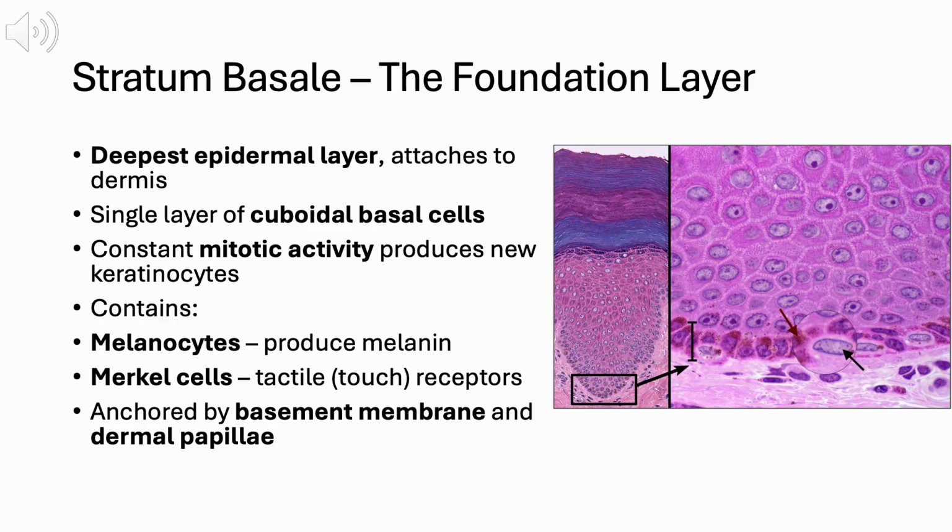The stratum basale is tightly connected to the underlying dermis via a basement membrane. Dermal papillae, finger-like projections from the dermis, interlock with this layer, strengthening the connection and increasing surface area for nutrient diffusion. This junction is also where fingerprints originate. In the growing fetus, the folds between the stratum basale and dermal papillae create the ridge patterns unique to each person.